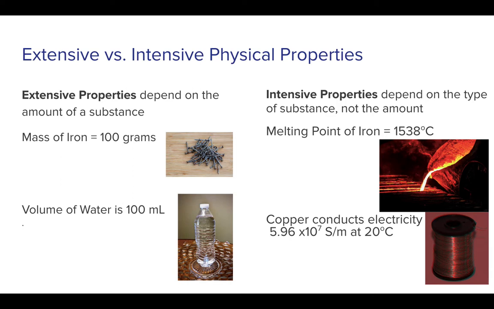Now, intensive properties depend on the type of substance, not on the amount. So melting point is an example of an intensive physical property. For example, iron melts at 1,538 degrees Celsius, and it will melt at that temperature whether you have several grams of it or several tons of it. It will have that melting point. It will not depend on the amount. The conductivity of metals also does not depend on the amount. So the conductivity of copper does not change depending on the amount of copper that you have.